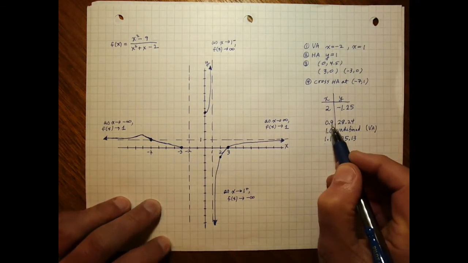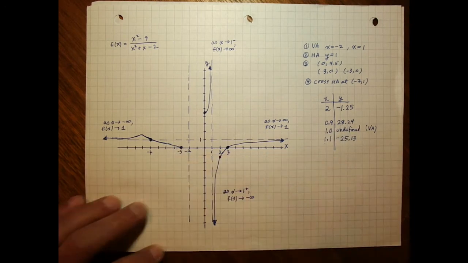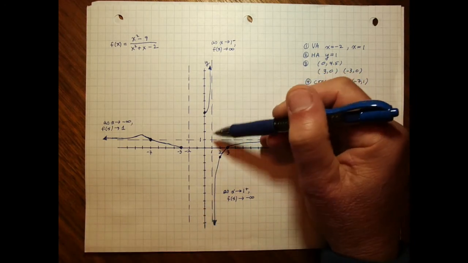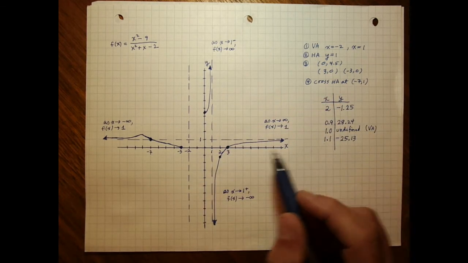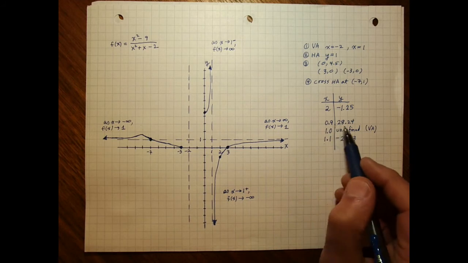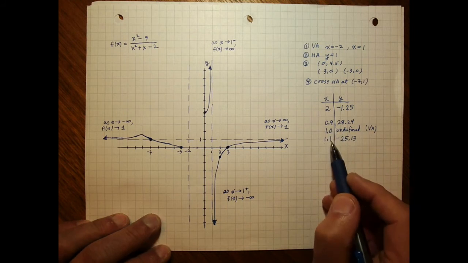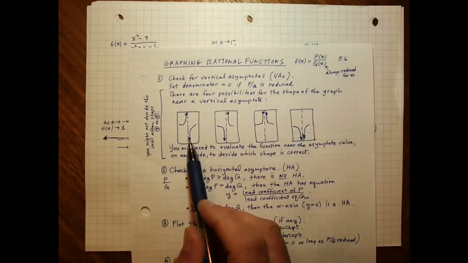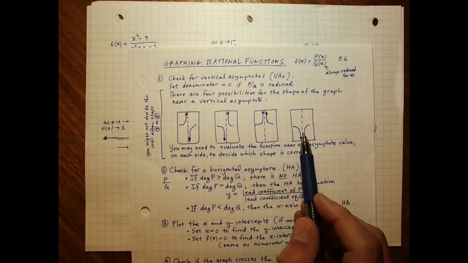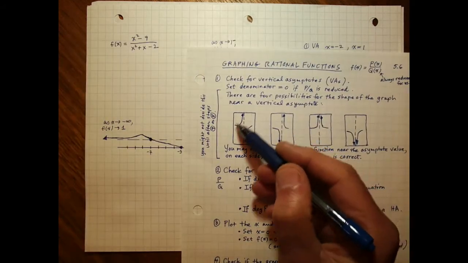If I looked at 0.99, I'd have a much larger y value. So I was able to figure out the behavior of the graph on each side of the vertical asymptote at x equals 1. You can kind of reason it out, but if you want, you can also just plug in values of x slightly smaller and slightly larger than the vertical asymptote value, if that helps you. And notice that helped me choose which one of these 4 possible shapes the graph has around that vertical asymptote. Looks like we have this possibility right there at x equals 1.